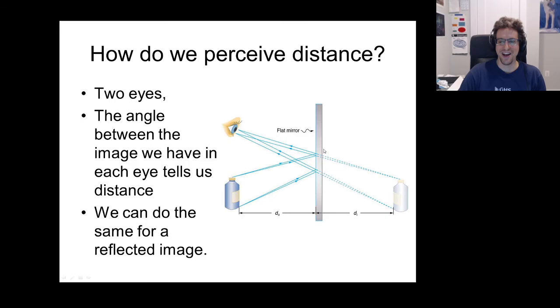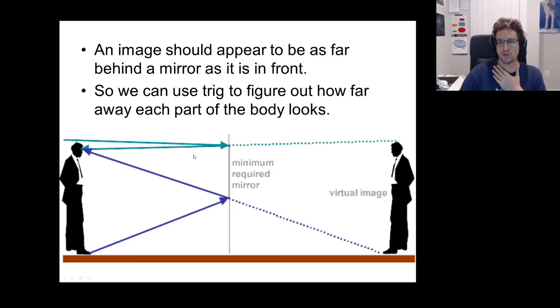So these two images, and that's a really important thing there. We can look at the same thing here. We can do some trig with this. So because the image is as far behind as it is in front of the mirror, you can use trig to figure out how far away each part of the body looks too, not just how far away the image is, but like if I want to figure out how far away he's looking at his feet, how far away that is, I can do some trig. If I know this distance here and this distance here, I can see how far away his feet are just by making a right triangle with those sizes.